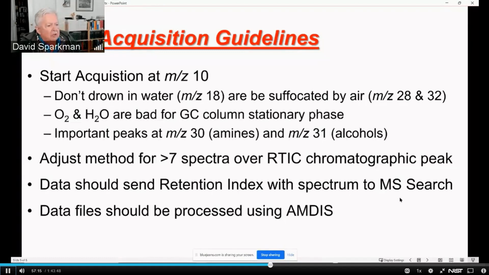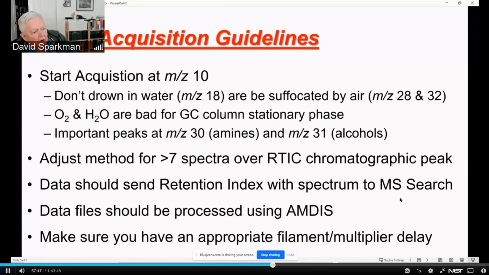Data files should be processed using AMDIS in order to get the purest spectra. AMDIS hasn't always been available. We use other techniques, which I'm going to talk about, but today there's no excuse not to use AMDIS, and AMDIS can easily be used with data from any manufacturer's instrument.